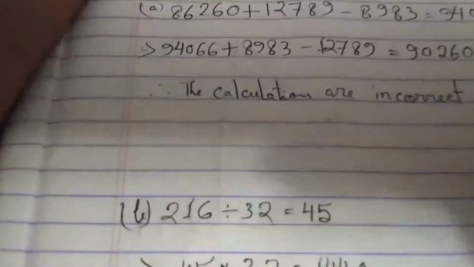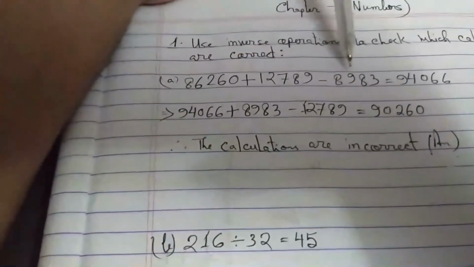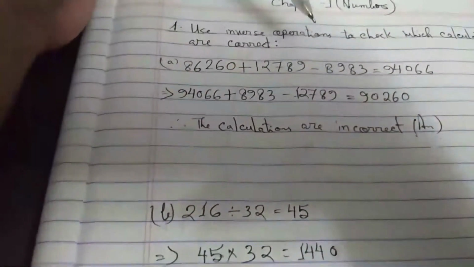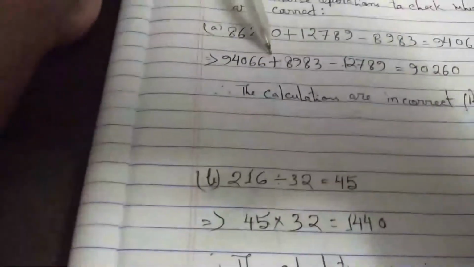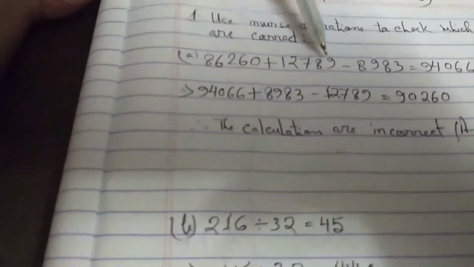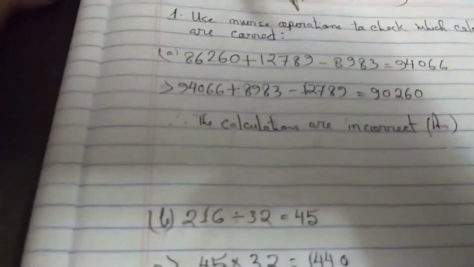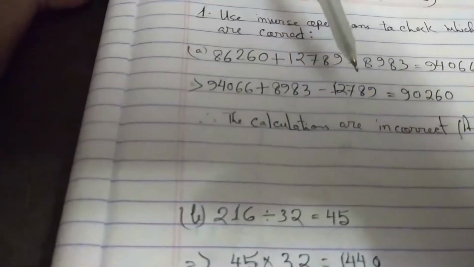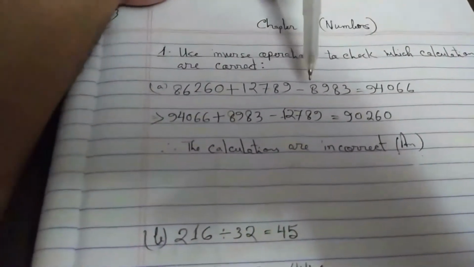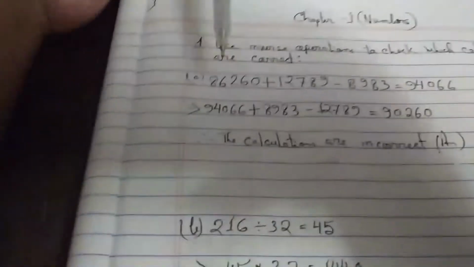Then if we go inversely, what is the second thing that comes? It is 8,983, and the sign here is minus. When we are using the inverse operation, this minus 8,983 will become positive, so plus 8,983. Then the next number in the question is 12,789, which has a positive sign, plus 12,789. This positive 12,789 will become minus 12,789 in the inverse operation, because we are inversing everything. So this minus will become plus, this plus will become minus.